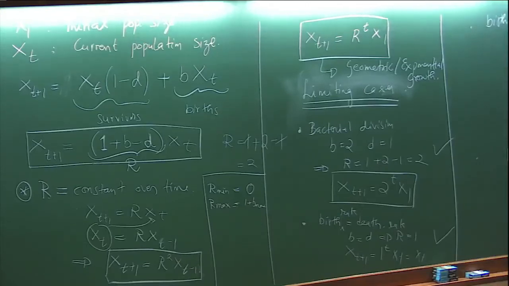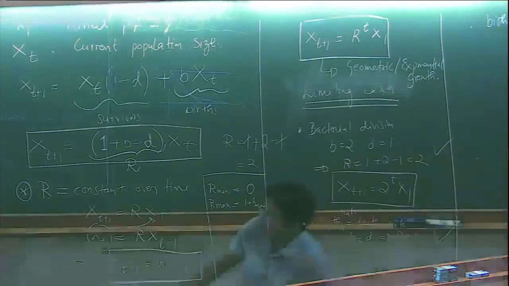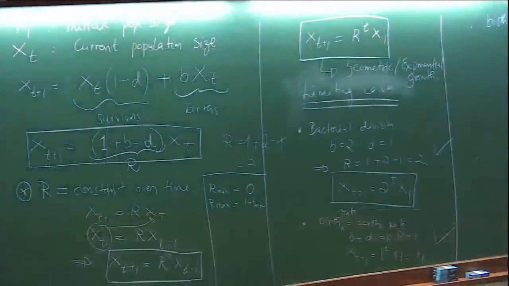So what is R? R is basically potential births and deaths. So it's not an actual birth. The actual birth and death will be B minus R times xt. Actual births and deaths will be R times xt.